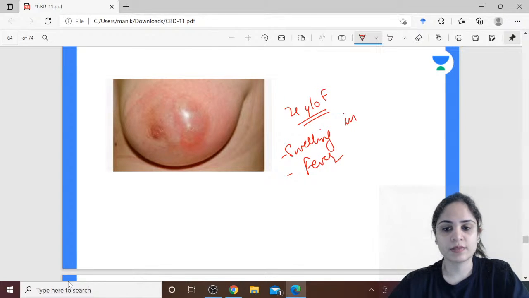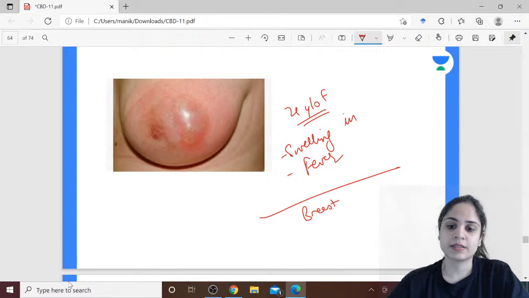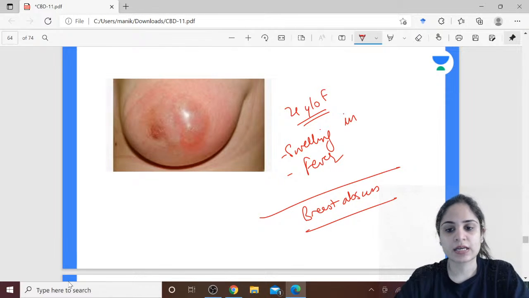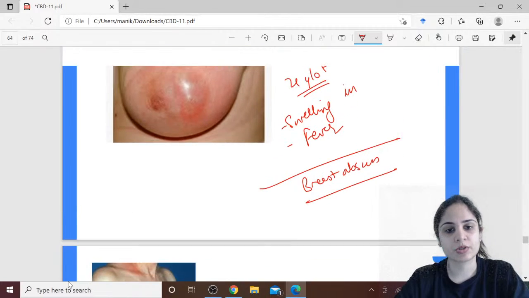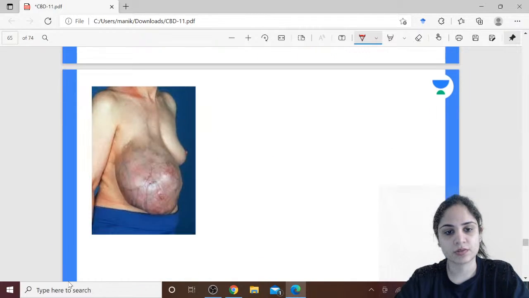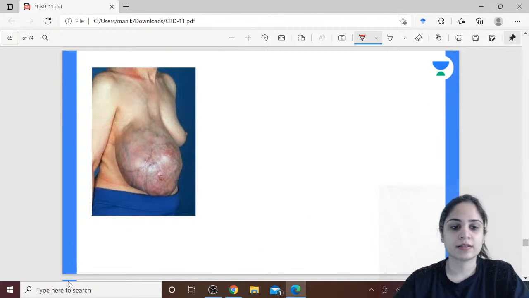Any idea what this is? Swelling along with fever. So this is nothing but a breast abscess. A mother who is breastfeeding, a new mother, can develop a breast abscess. The most common organism is Staph aureus.